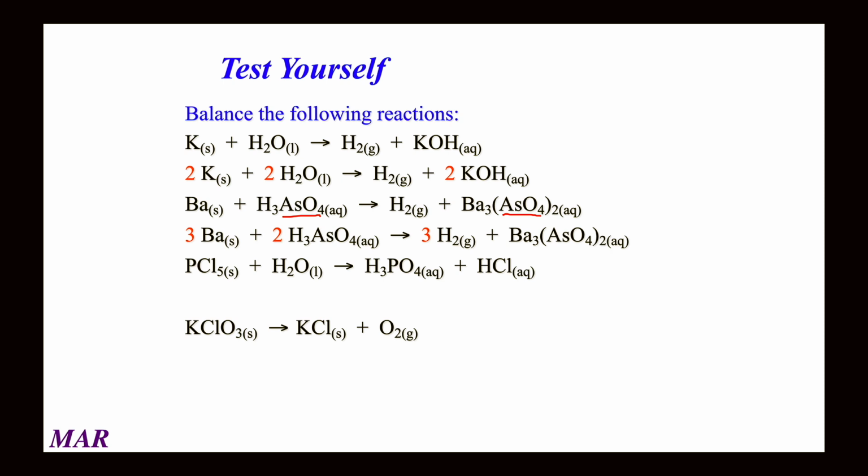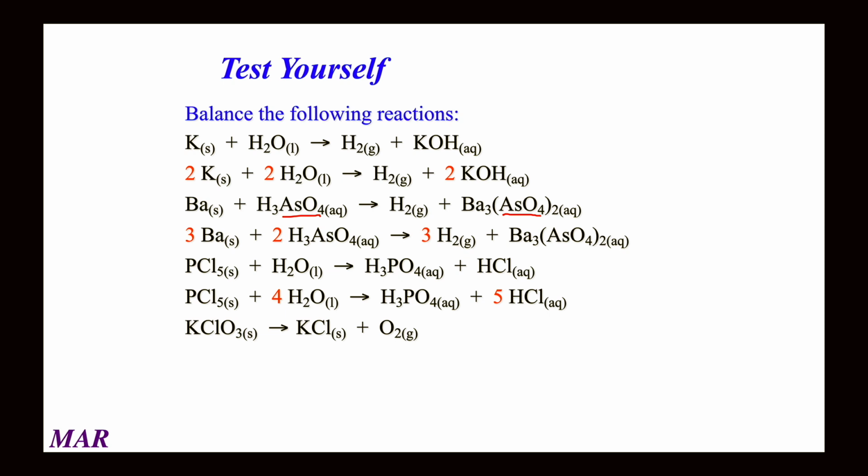The next one, PCl5 plus H2O makes H3PO4 plus HCl. So this thing's got some issues. You can probably see there's 5 chlorines on the left and only 1 on the right. So start playing with them. Make sure that they're working out. Notice the oxygens are also strange. 4 oxygens in phosphoric acid and only 1 in water. But if you play around with this long enough, you'll see that PCl5 and 4 waters making phosphoric acid and 5 HCl is a balanced reaction.